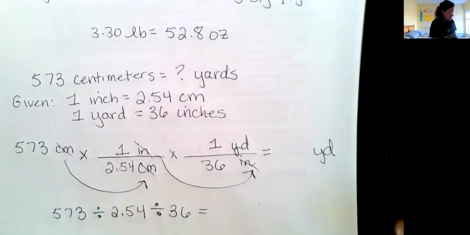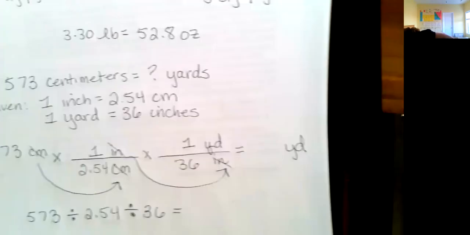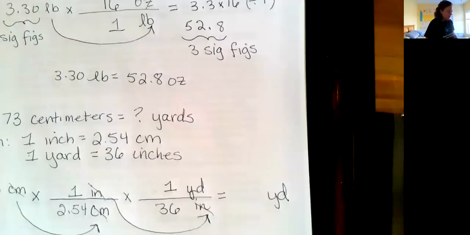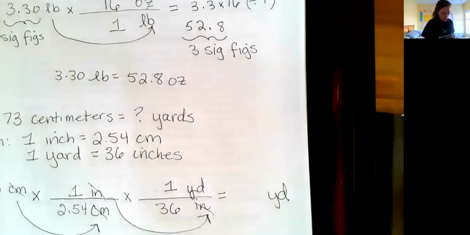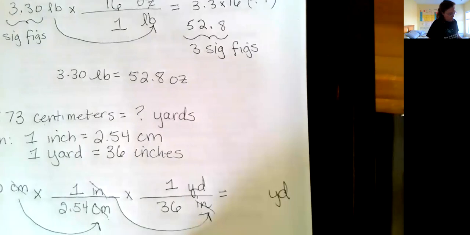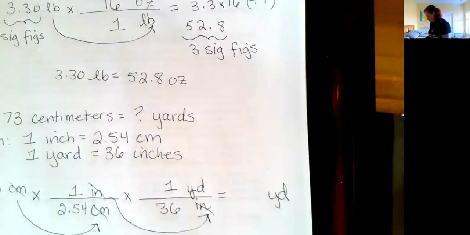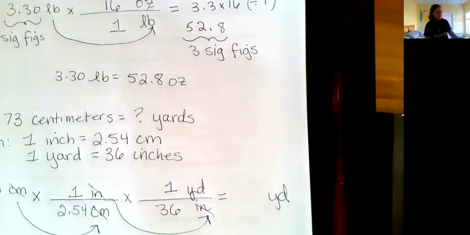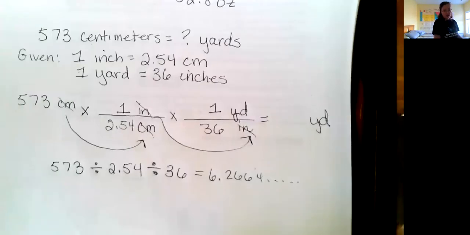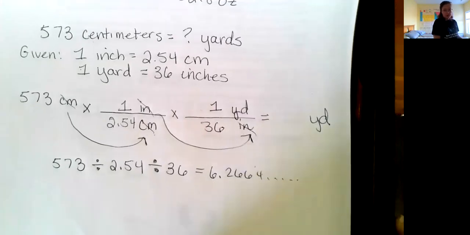No clue what this comes out to be. Well, let's find out. I assume it's going to be a pretty tiny number because yards are so much bigger than centimeters. 573 divided by 2.54 divided by 36 equals. Oh, I got a wicked long number, 6.2664, blah, blah, blah. Okay. So I went from 573 down to 6. That's what I would expect.